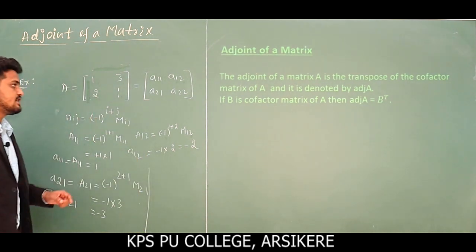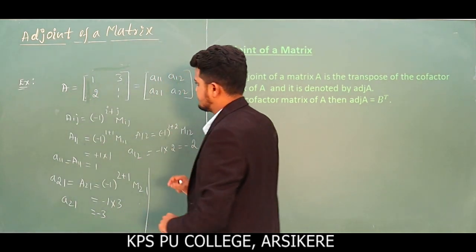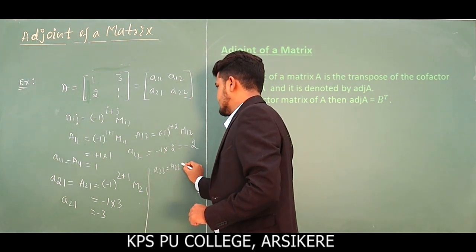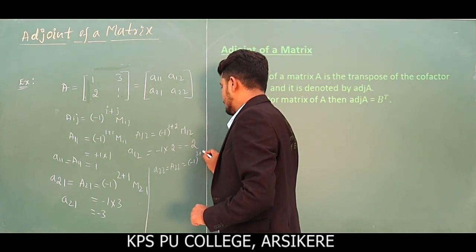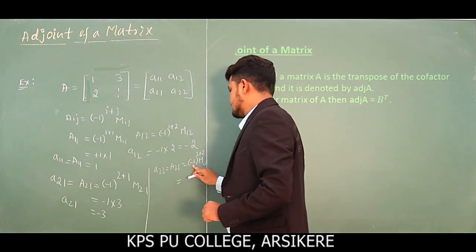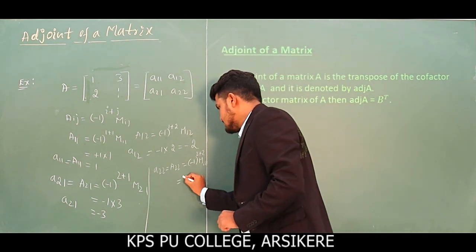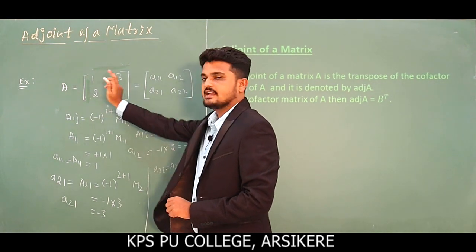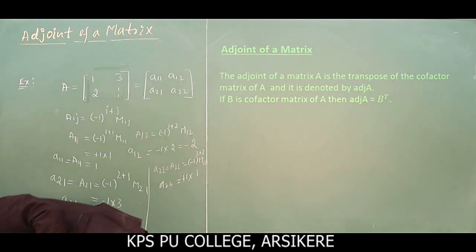The last element is A22. A22 is equal to, again by the formula, minus 1 to the power of 2 plus 2 into M22. Minus 1 to the power of 4 will become plus 1, so plus 1 into M22. Again eliminating the ith row and jth column, we get 1. This is the value of A22.